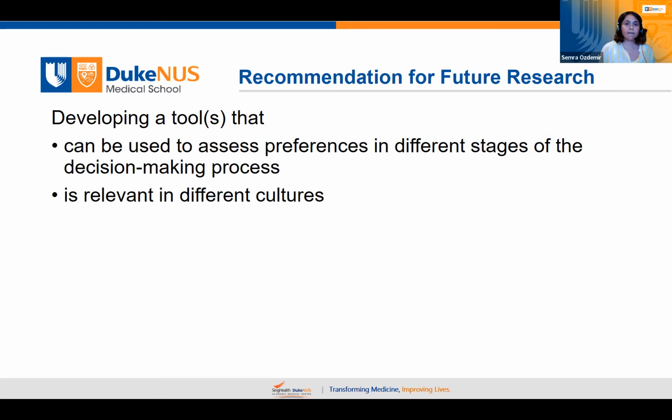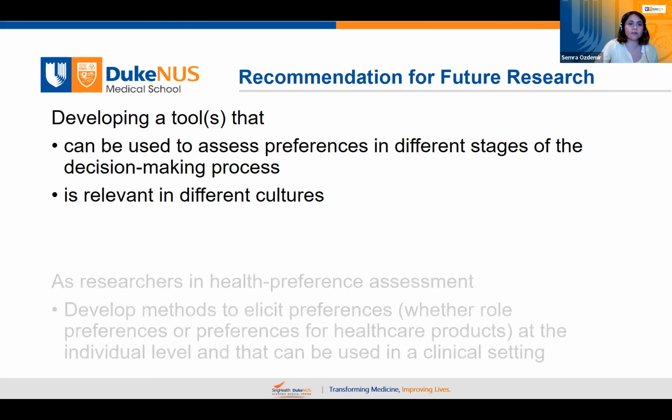When I did my search, they all focus on the clinician and patient dyads, or they look at the patient and family dyad separately, but they don't look at the same time what happens between the three. So I think there's definitely room to develop tools to assess preferences for the different stages of the decision making.